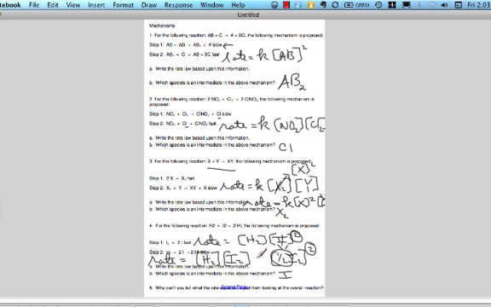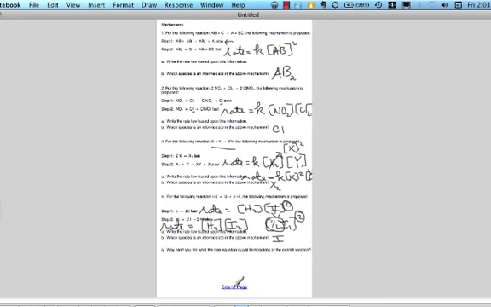And then this last question says, why can't you tell what the rate equation is just from looking at the overall reaction? The overall reaction does not tell you what is the slow step. Most reactions do not occur in one step. And the slow step is the thing that determines the rate, and that is why you cannot. So you must know the slow step in order to write the rate equation.